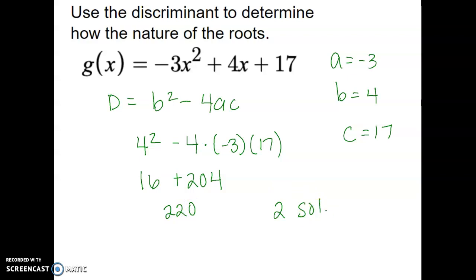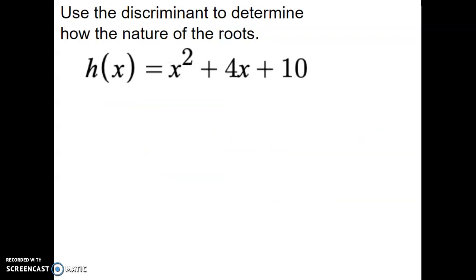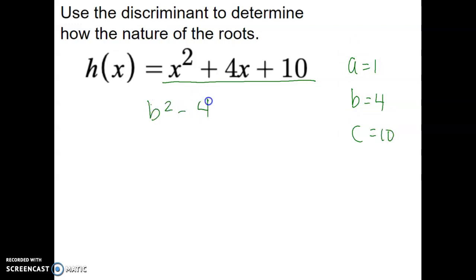All right, last one. Again, make sure everything's on one side. Make sure your A, B, and C terms are all on the same side. If they're not, move them so they are. A is 1, B is 4, C is 10. Let's plug it in real quick. So we have B squared minus 4 times A is 1 times C is 10. 4 squared is 16. Negative 4 times 1 is negative 4 times 10 is negative 40.